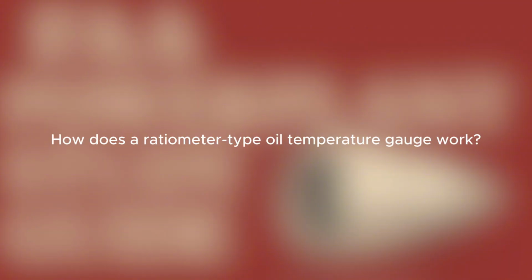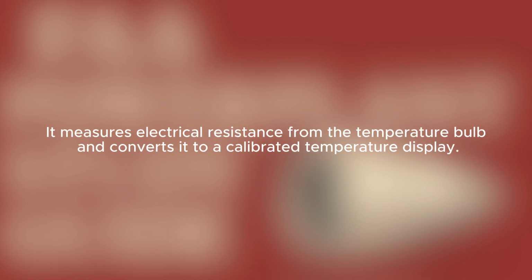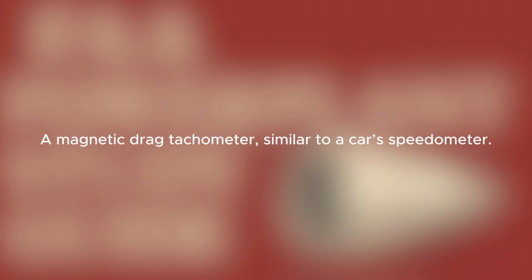How does a ratiometer type oil temperature gauge work? It measures electrical resistance from the temperature bulb and converts it to a calibrated temperature display. What kind of tachometer is used on small piston aircraft? A magnetic drag tachometer, similar to a car's speedometer.